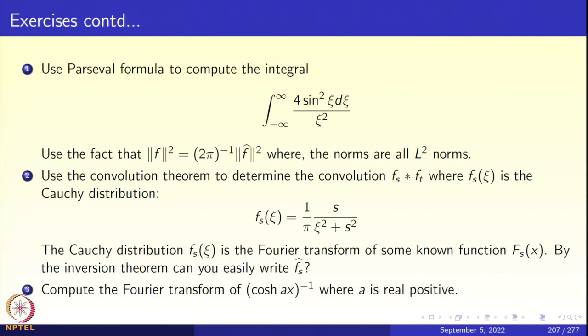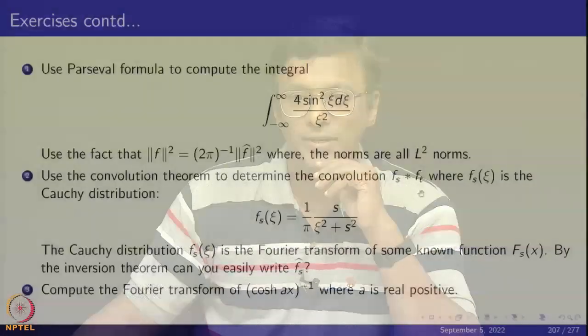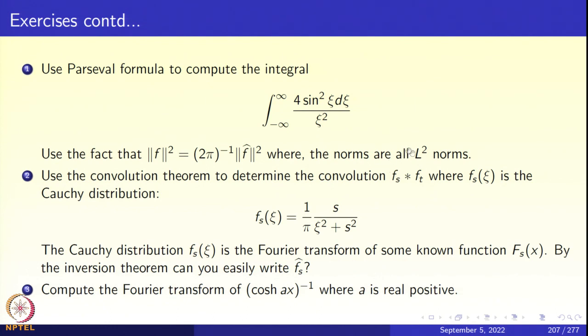On the other hand, if you take the Fourier transform of little f of s, you are going to get back e to the power minus s mod x, because e to the power minus s mod x is an even function, and f s of chi is also an even function of chi. So, if you have two even functions f and g, then if g is f hat, then f will be g hat.